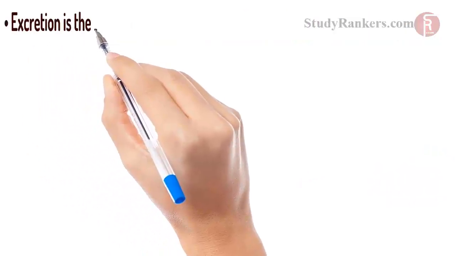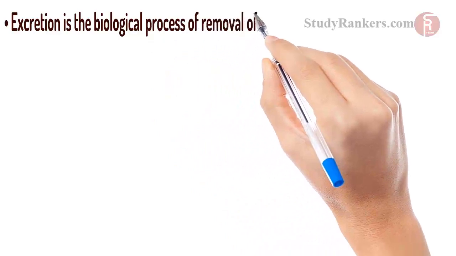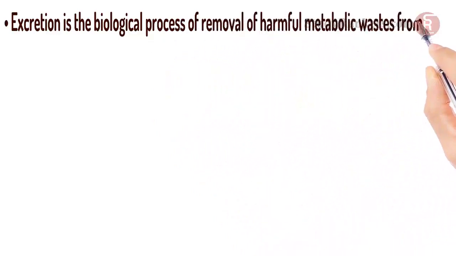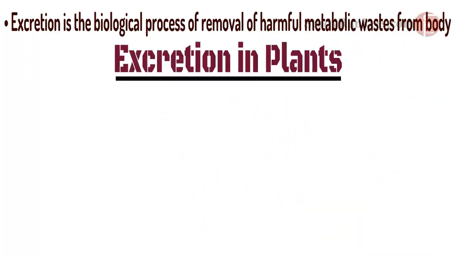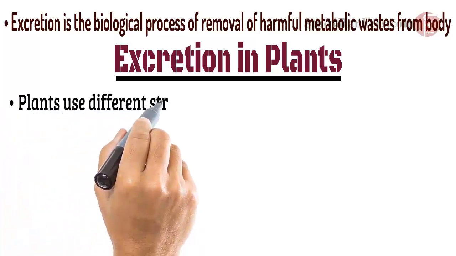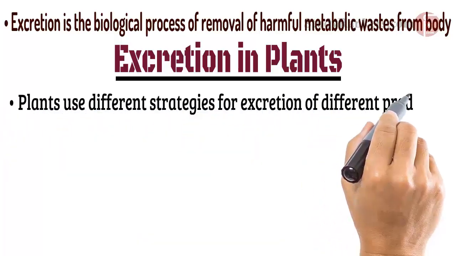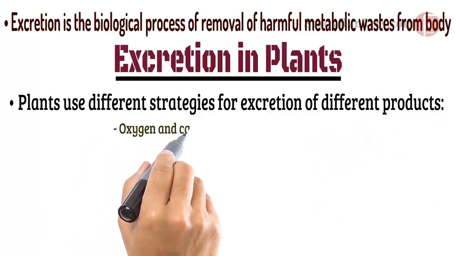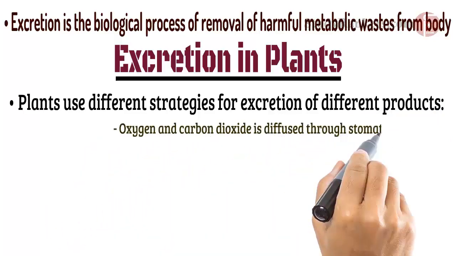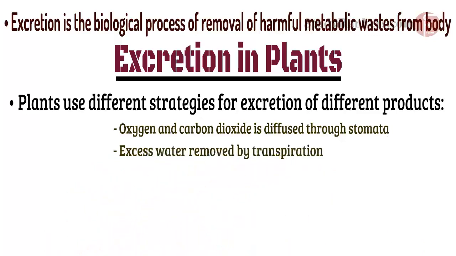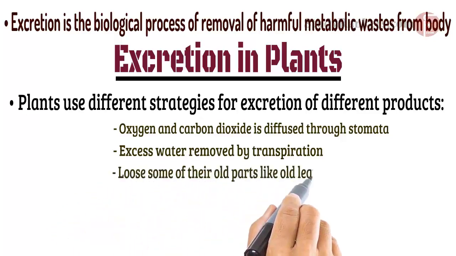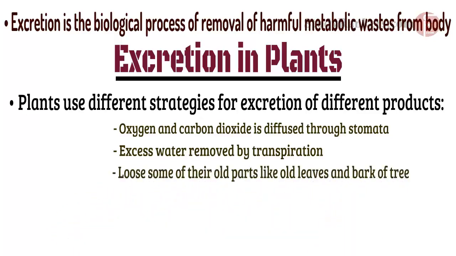Excretion. Excretion is the biological process of removal of harmful metabolic waste from the body. Lastly, we will talk about excretion in plants. Plants use different strategies for excretion of different products. Oxygen and carbon dioxide are diffused through stomata. Excess of water is removed by transpiration. Plants can even lose some of their old parts like old leaves and bark of tree.